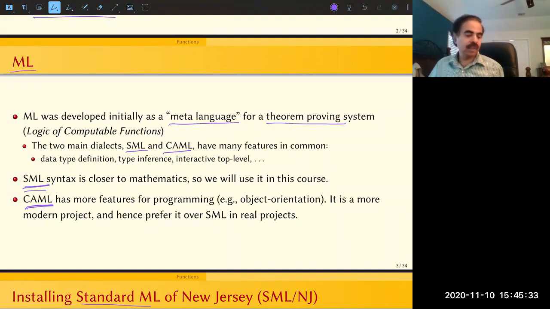Okay, so has anybody heard of this language called Scala?